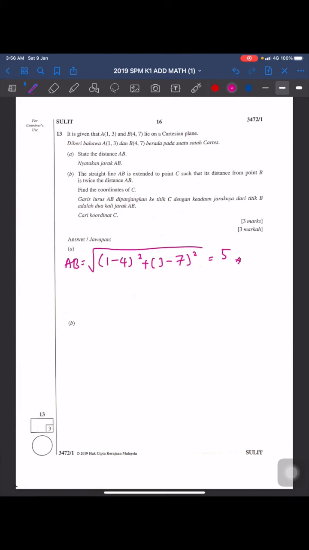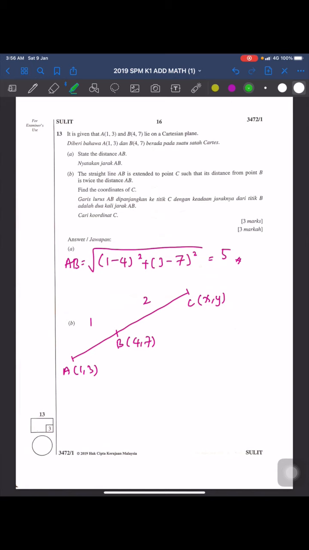Next B, the straight line AB is extended to point C such that its distance from point B is twice the distance AB. Kalau soalan macam ni, kalau boleh kita lakarkan bagi nampak. So kita ada AB, so dia kata BC adalah twice AB kan. So di sini adalah 1, ni adalah 2. A is 1, 3, B is 4, 7. C kita tak tahu, so kita labelkan sebagai X and Y. Kalau situasi macam ni, kita gunakan formula ratio tu. Kalau tak ingat formula tu ada di depan lah.